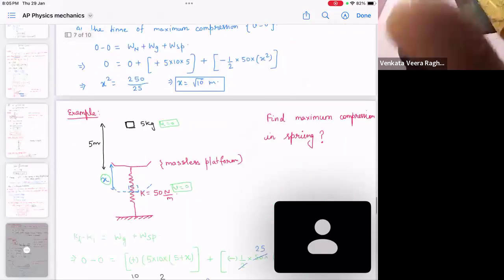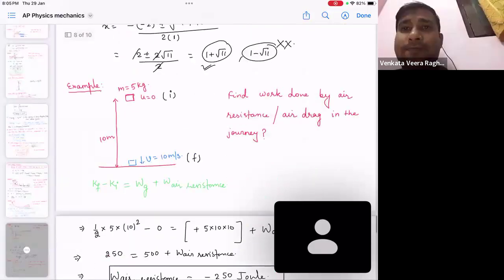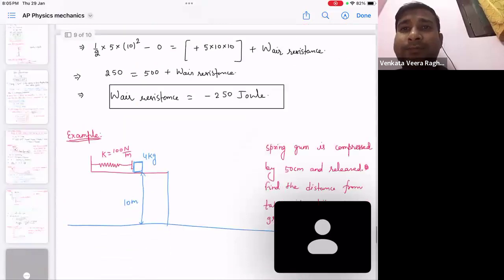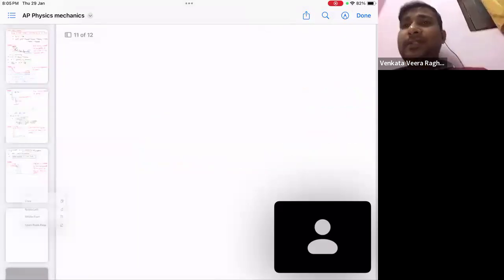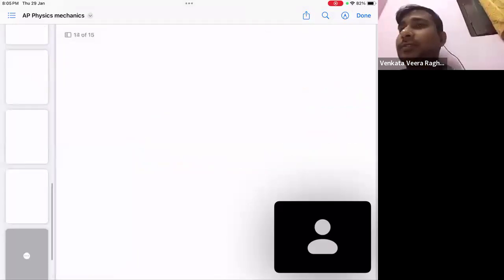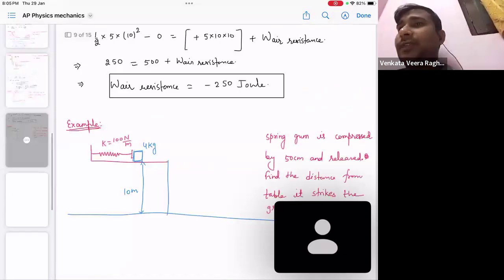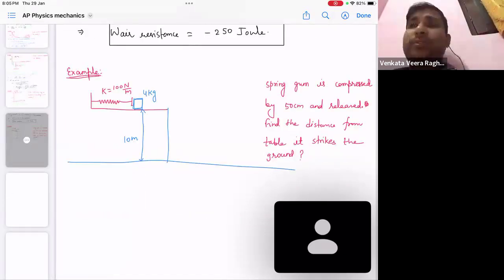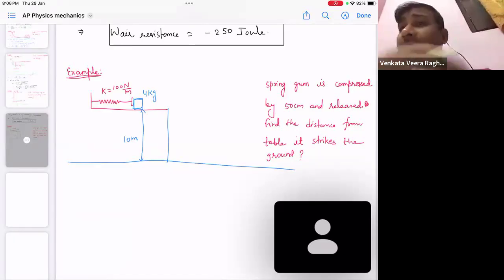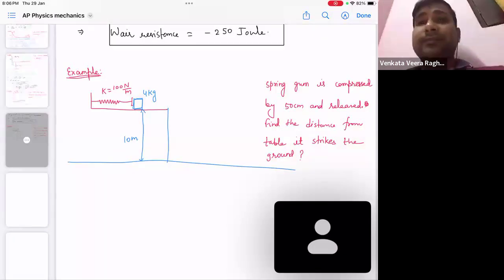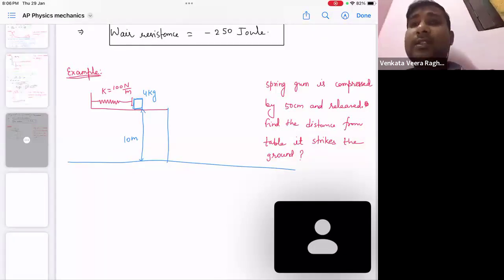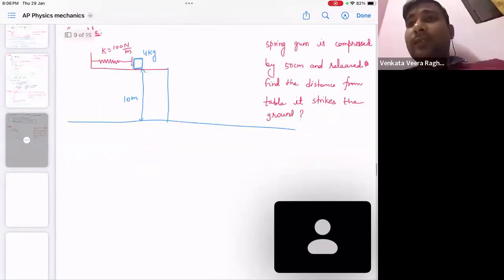Did you try this question? Please tell me. Tried this question? So this spring gun was compressed by 50 centimeter and released, right? So what will happen when it leaves the spring? The block must have gained some kinetic energy in the process, isn't it? So what will be the kinetic energy of the block when it leaves the spring? So let's first calculate it.